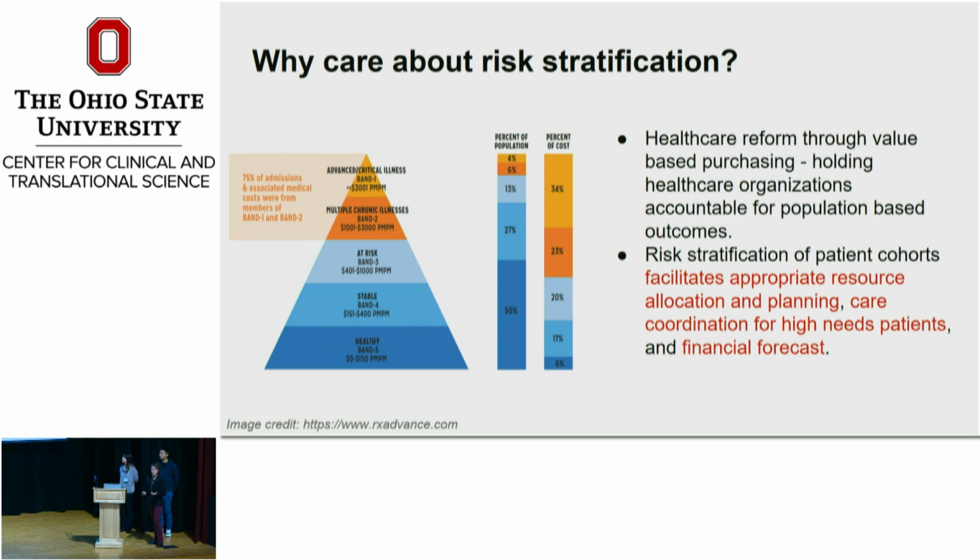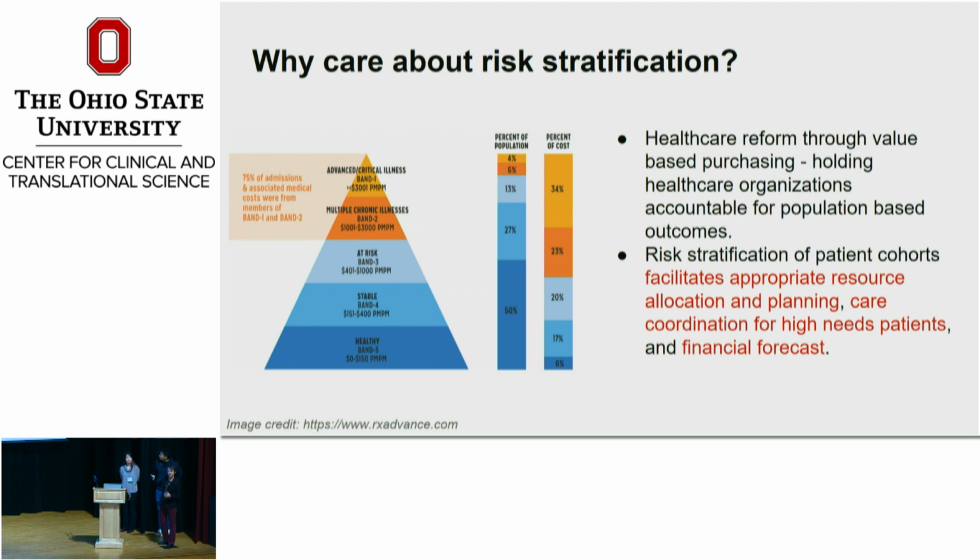So why do we care about risk stratification? And this is kind of a policy and management question, which is where my interest comes in. Healthcare reform is pushing value-based purchasing, and what that basically means is that for a group of patients, the healthcare system or providers will be rewarded for the outcomes of those patients. So keeping them healthy is a main goal to save costs and to improve patient outcomes.